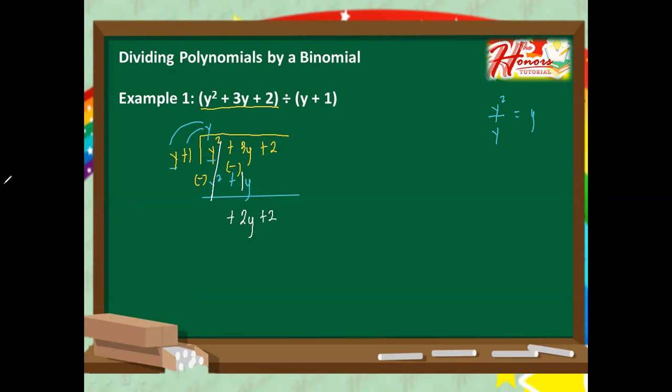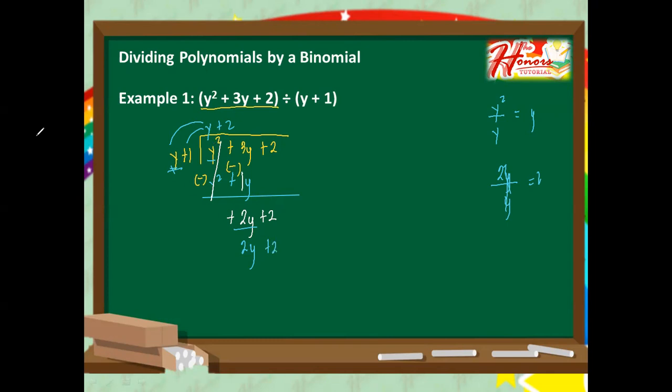And then please continue the process. You have to divide 2y and y. 2y divided by y. So as you can see here, we have to subtract the exponents, so cancel. So we have here 2. So positive 2. So plus 2. So multiply 2 times y, that's 2y. We will write it here. 2y, and then 2 times 1, that's positive 2.